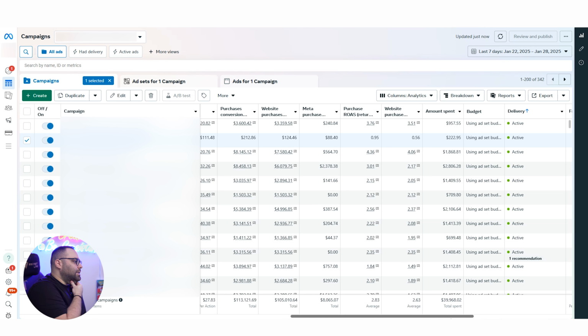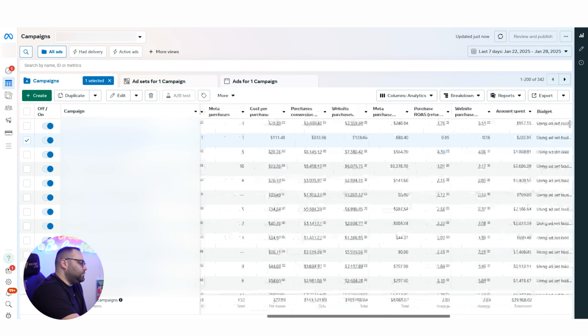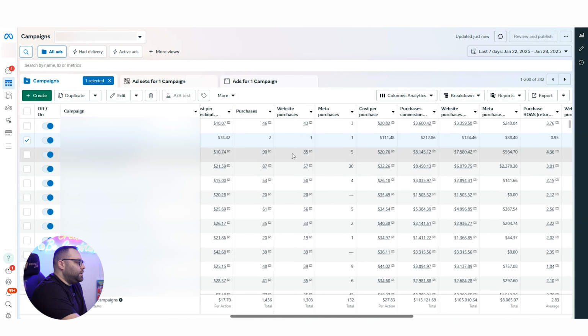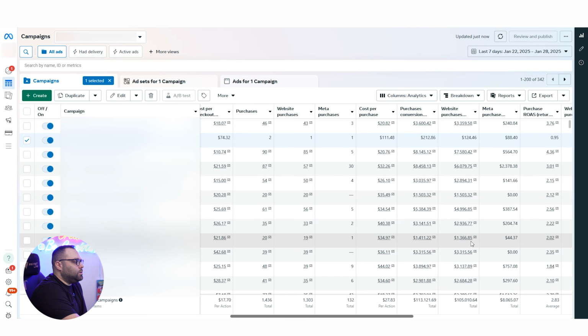The only cases where I will follow the 20% rule is when I'm having enough sales over here, but also a high cost per purchase, to be honest with you. If I have a very big campaign like 500, 600, 700, 1K campaigns, and I'm having enough purchases, or if I have passed the learning phase anyway, I'm going to use the 20% rule.